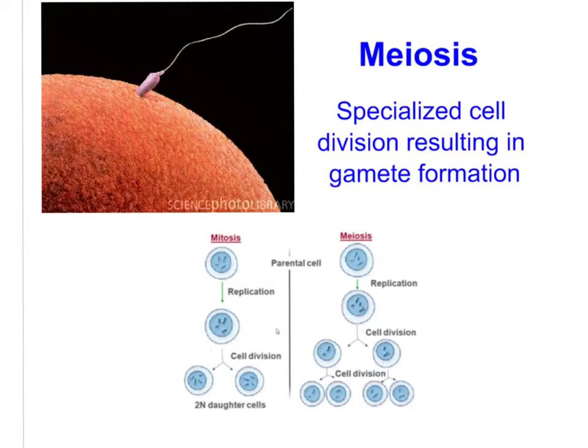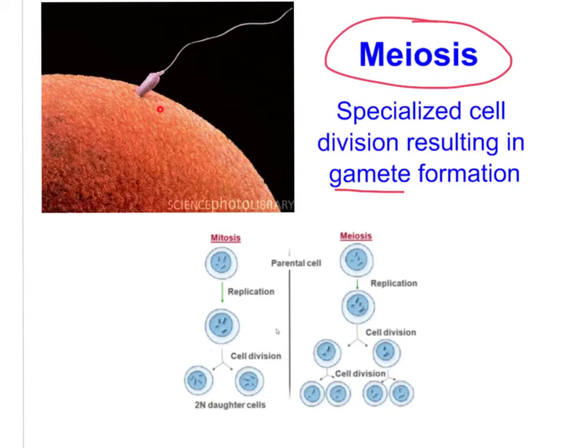So, if multicellular organisms are not able to reproduce via mitosis, how do they reproduce? Multicellular organisms are involved in a process called meiosis. This is the specialized cell division that results in gamete formation. What are gametes? I think we've hinted on this a little bit, but haven't formally introduced it. Gametes are the sperm and the egg. The sex cells are gametes.